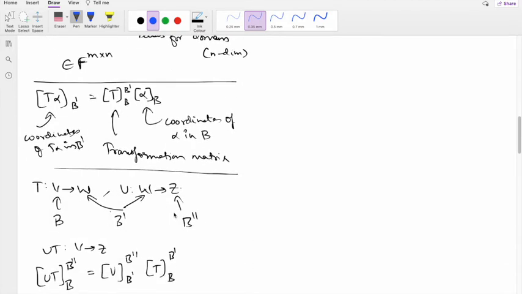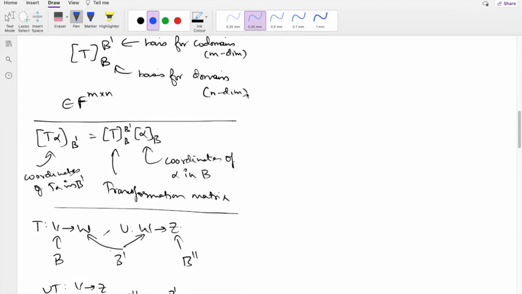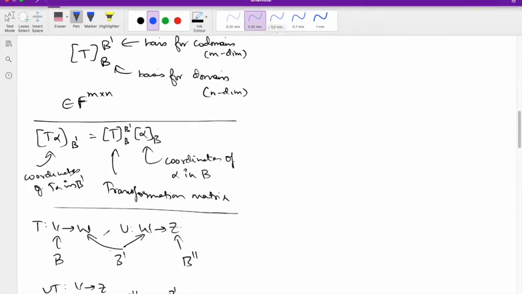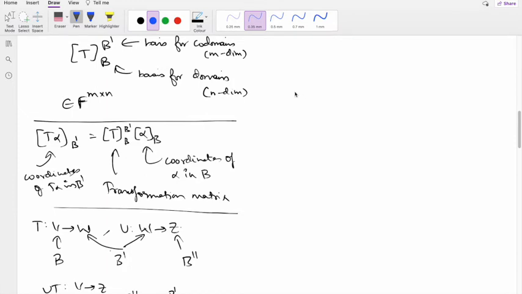Now we actually have a bunch of theorems to prove. I'll skip these ideas because they are again very straightforward from the idea of coordinate transformations, right?